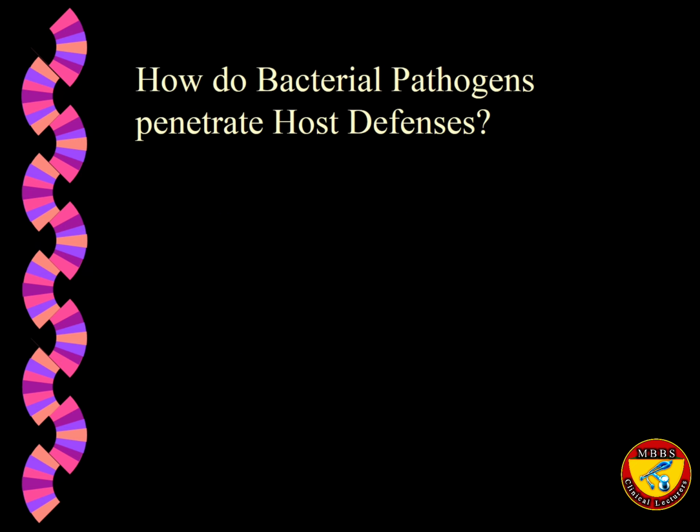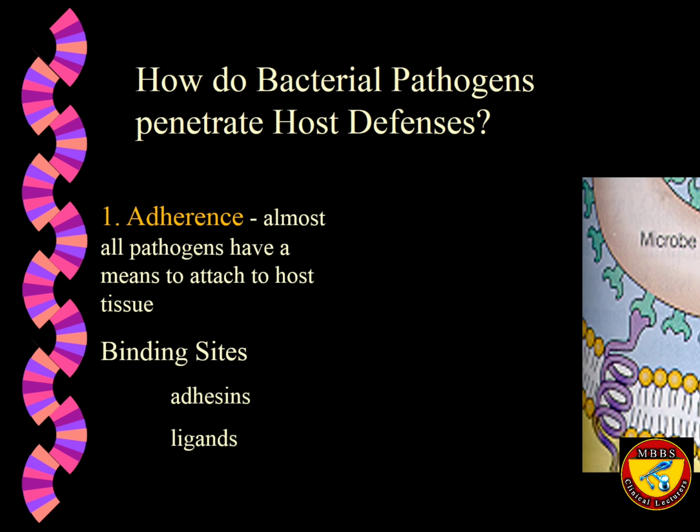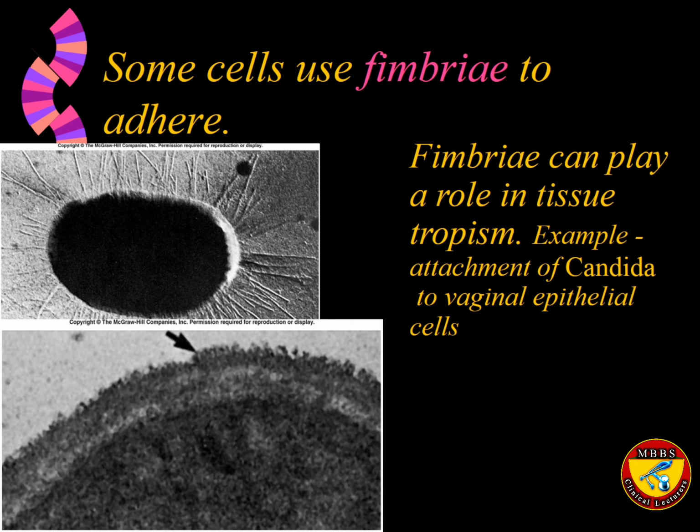And how do bacterial pathogens penetrate host defenses? First of all, they start to adhere. All pathogens have a means to attach to host tissues. By means of adhesins or ligands, they first adhere to the host tissue. And after adhering, some cells have fimbriae, which play a role in tissue tropism.